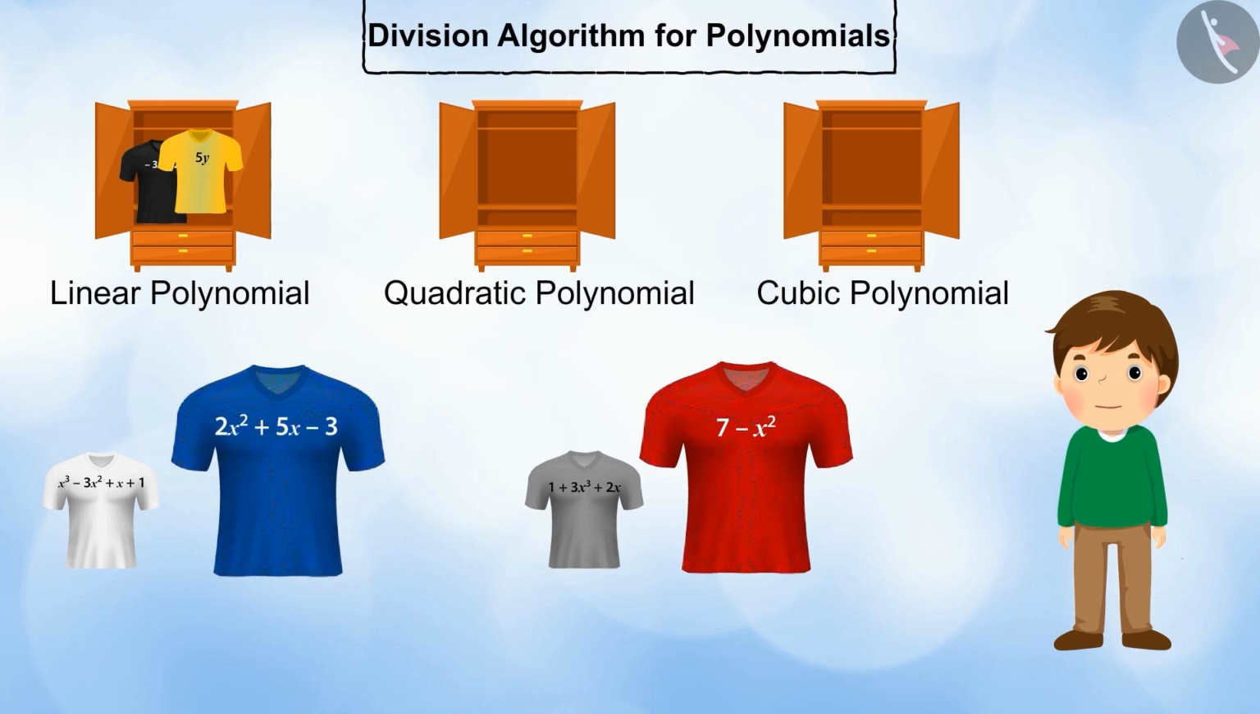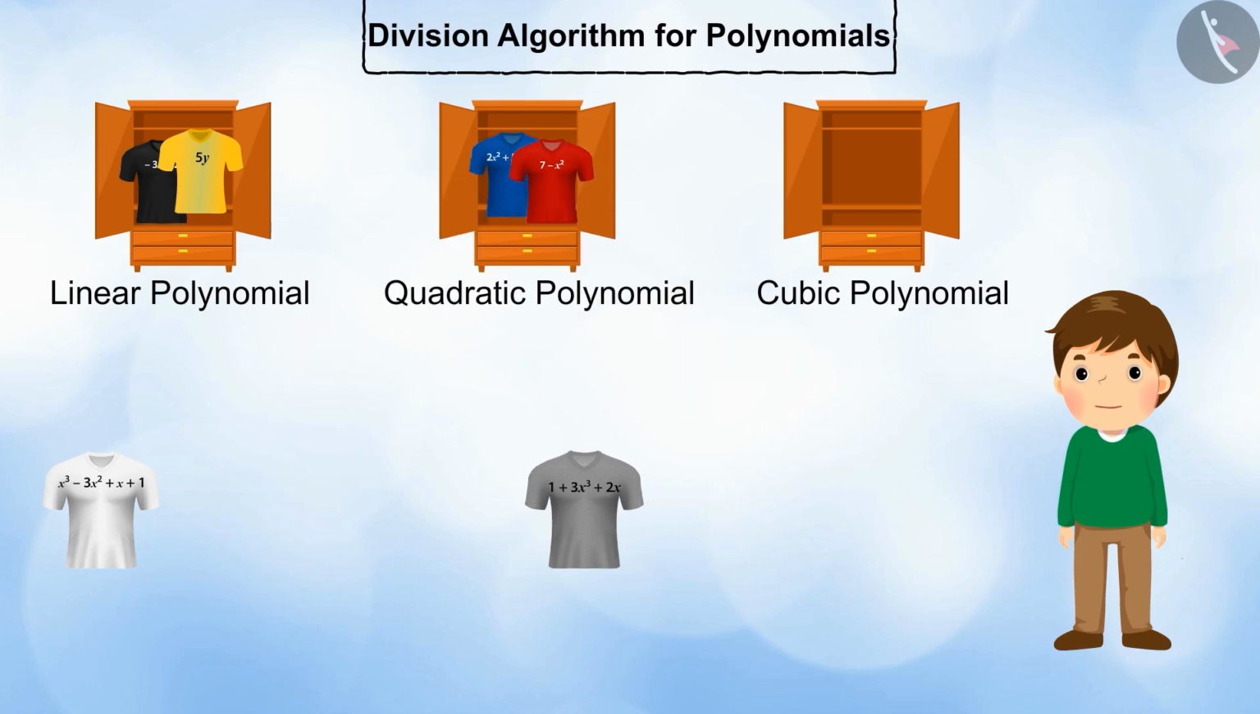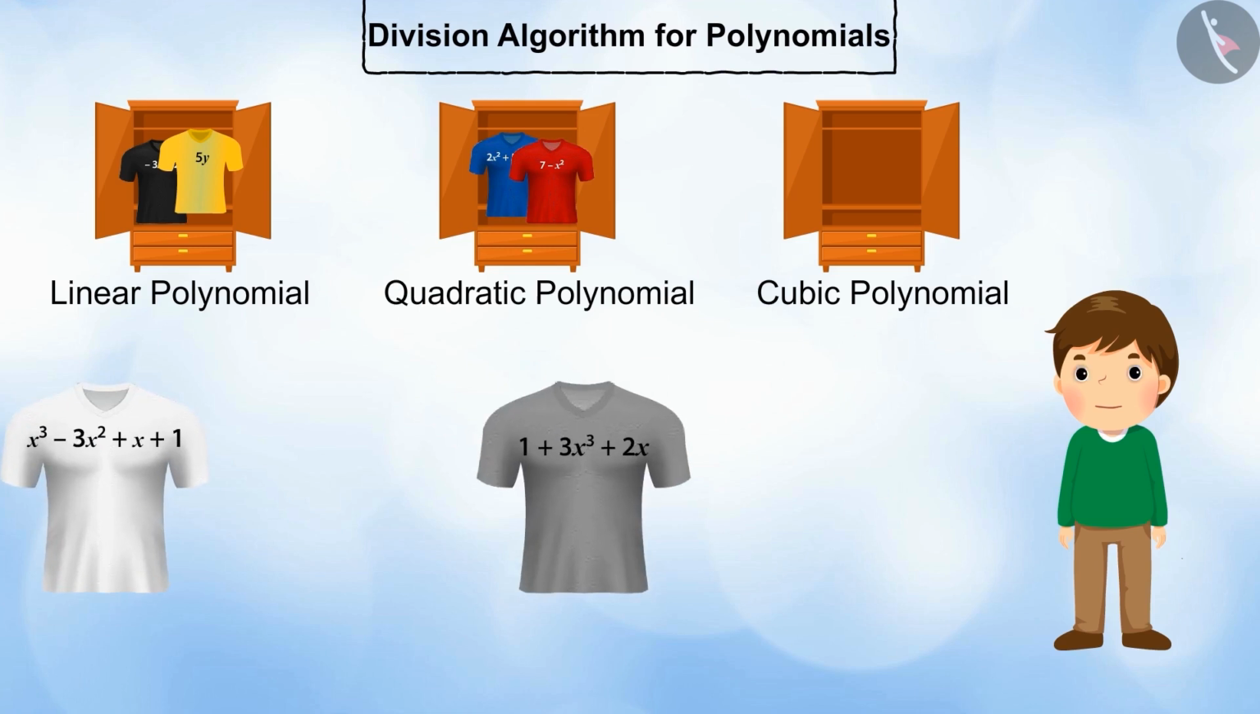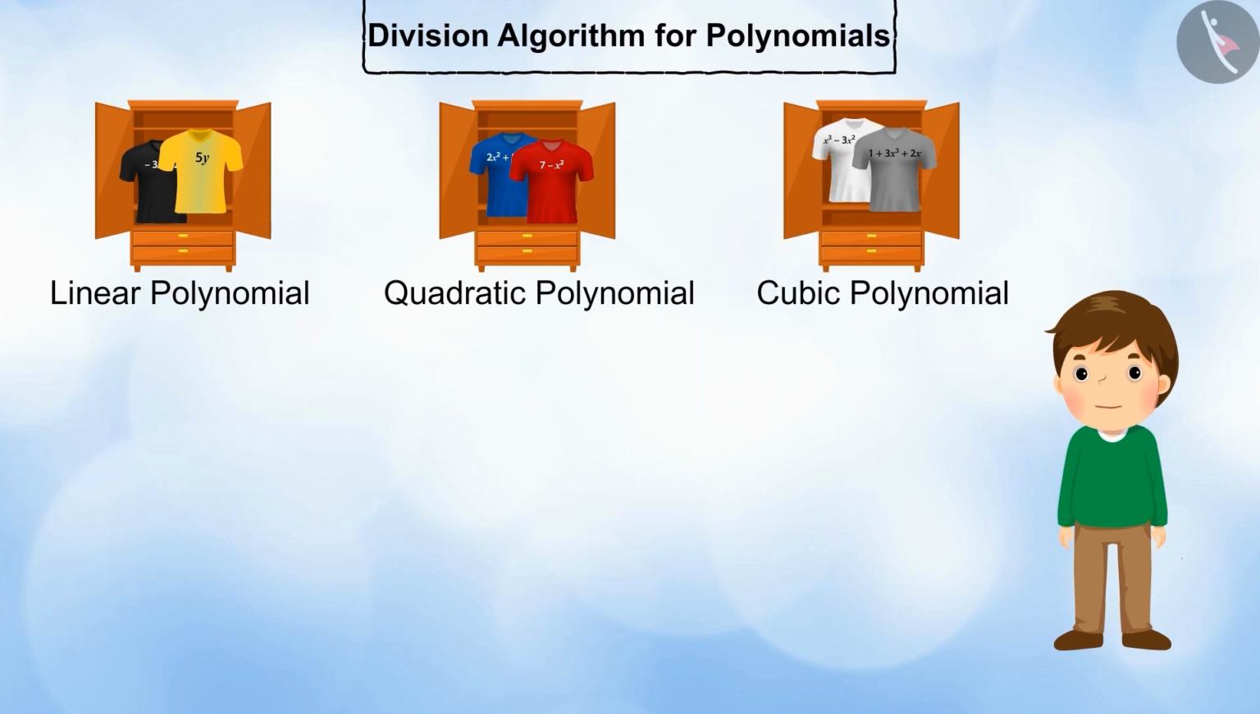The red and blue t-shirts will go into the quadratic polynomial wardrobe, as the highest power of these polynomials is 2. And finally, as the highest power of the polynomials written on both these t-shirts is 3, these polynomials become cubic polynomials, so it would be appropriate to keep them in the third wardrobe.